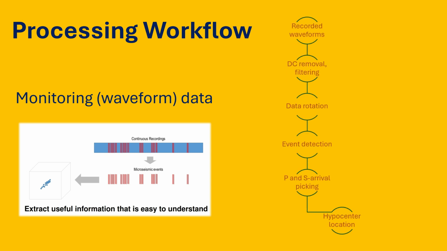In this workflow, we apply DC removal and some filtering to improve the waveform quality. Then, we rotate waveforms into geographic coordinates using the information about receiver orientations. We identify and extract useful waveforms corresponding to microseismic activity in the event detection process. Then, we pick the onsets for P and S wave signals. Finally, we use model times from the calibrated model and picked arrival times to find hypocenter location.